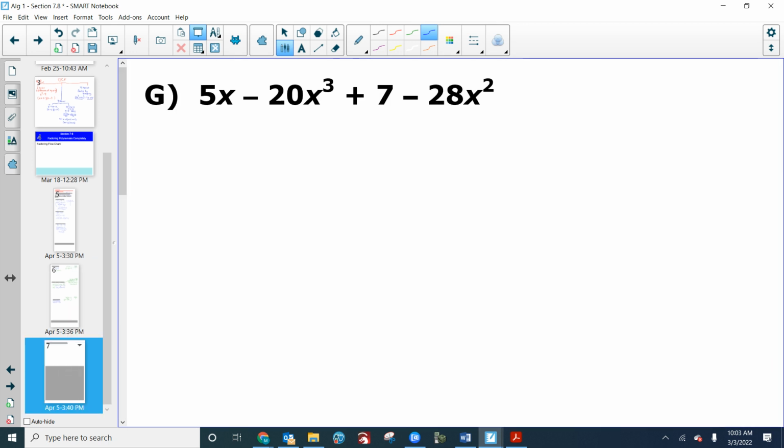Is this your next problem? Yeah. Now, I'm going to write this in standard form before I do anything else: negative 20x cubed minus 28x squared plus 5x plus 7. That's the first thing you should do. Can I pull a number out of all of them? Can I pull an x out of all of them? So I'm going to factor by grouping.